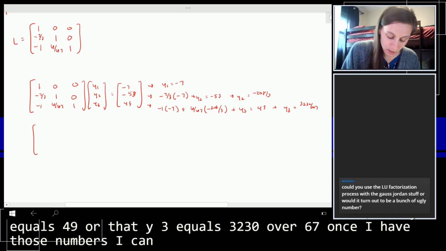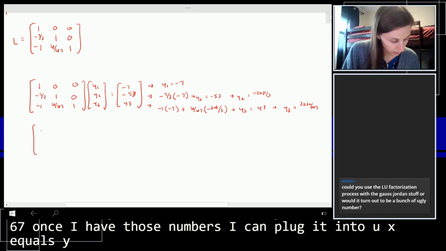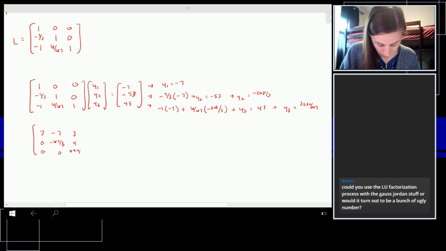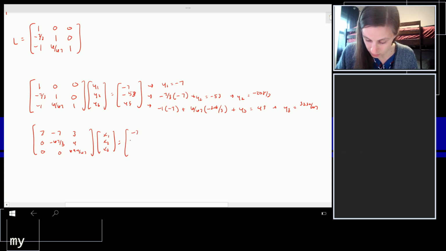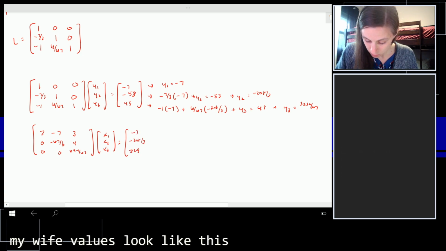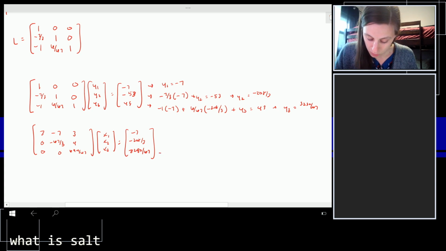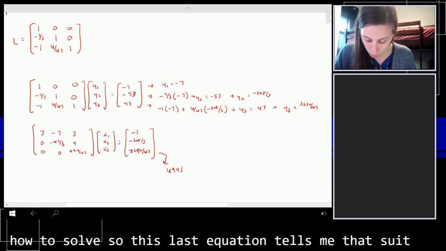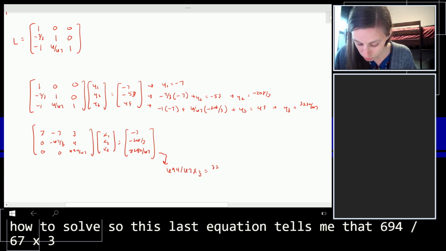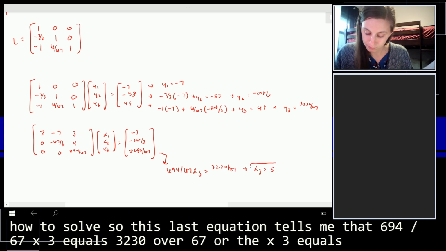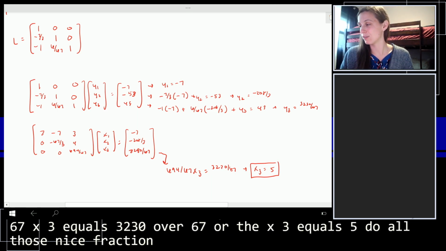Once I have those numbers, I can plug them into UX equals Y. U looked like this. My y values look like this. And then I would just solve. So this last equation tells me that 694/67 x3 equals 3230/67, or that x3 equals 5. So all those nice fractions melt away.